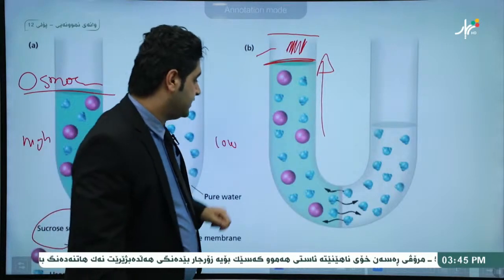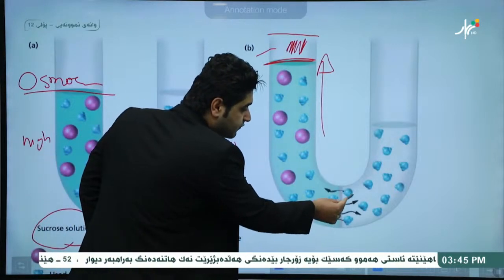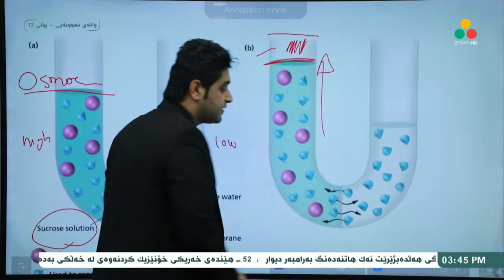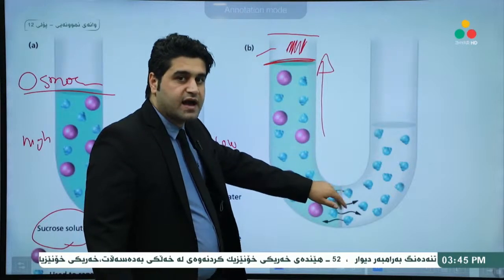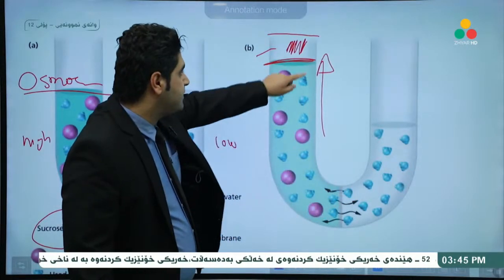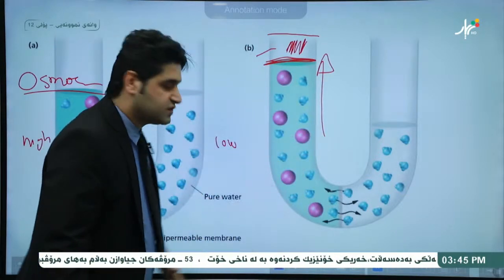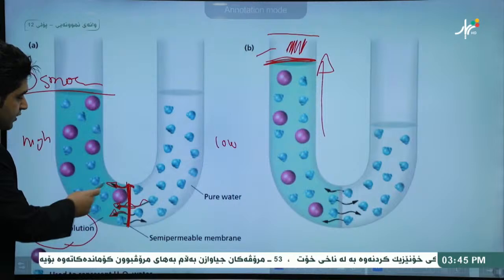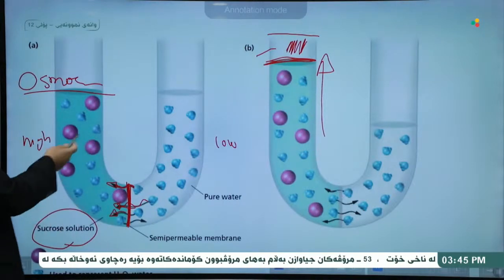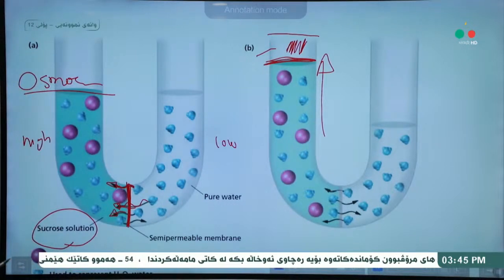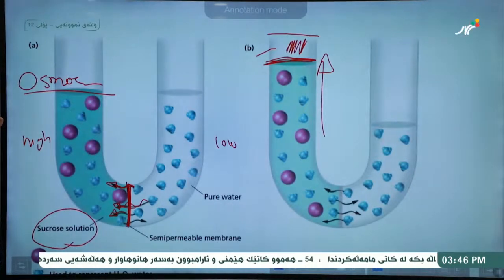So at that point, the amount of water that enters the high concentration solution is equal to the amount of water that exits from it. Why? To keep the level of the solution constant. So water molecules begin to pass through the membrane by osmosis, and the level will rise. That's why. So what is the condition of osmosis?